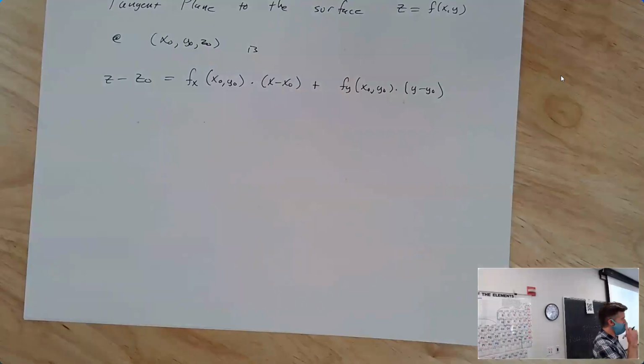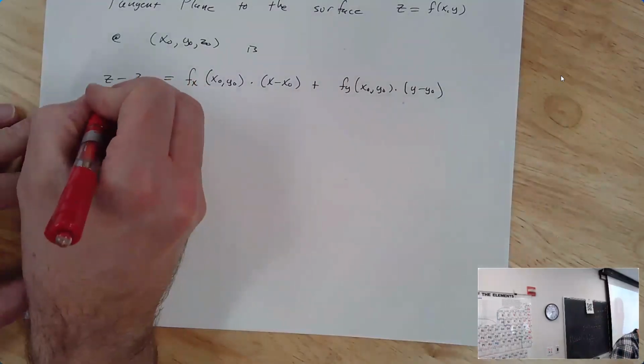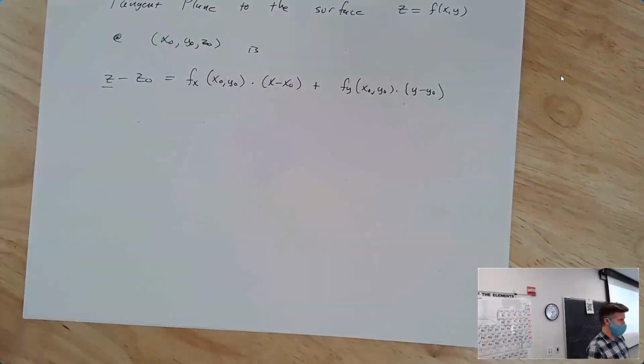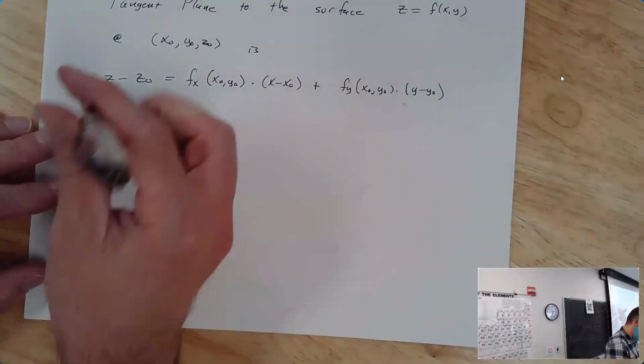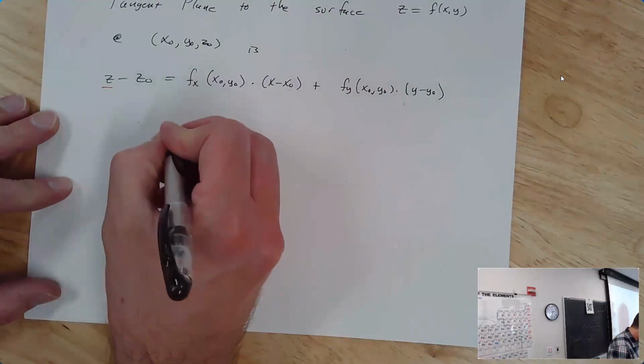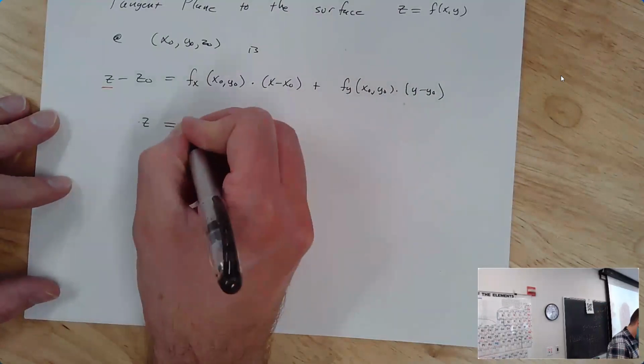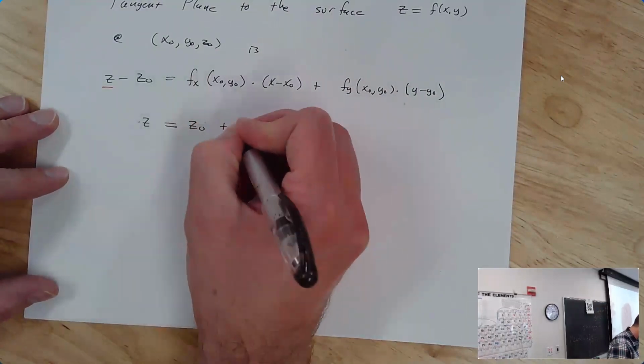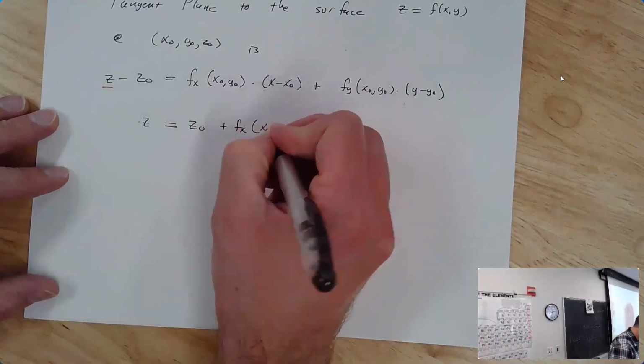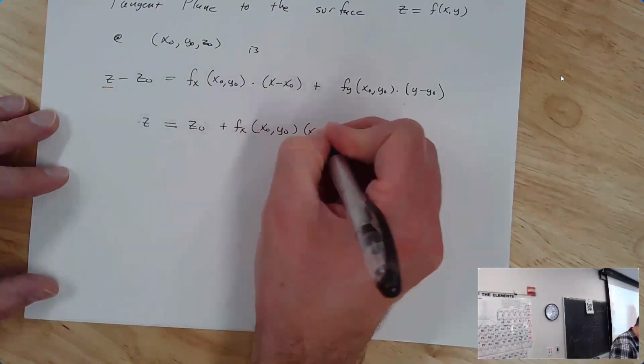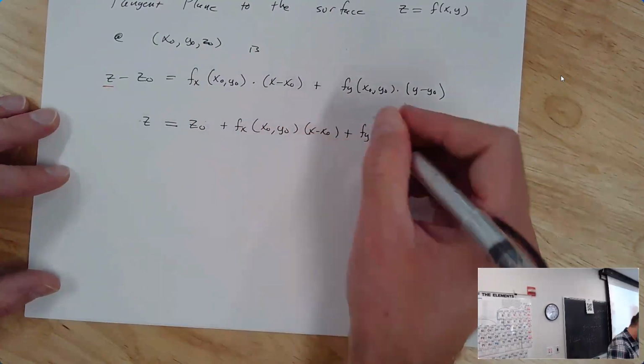And then we do the same sort of thing, right? We solve for z as a function of everything else, and we write it as a linearization. So we're going to isolate z. I'm going to write it this way: z equals z naught plus the whole expression again. It's a lot of writing.